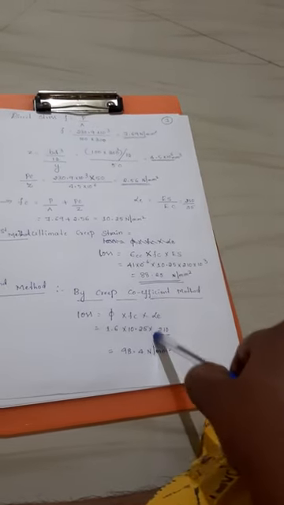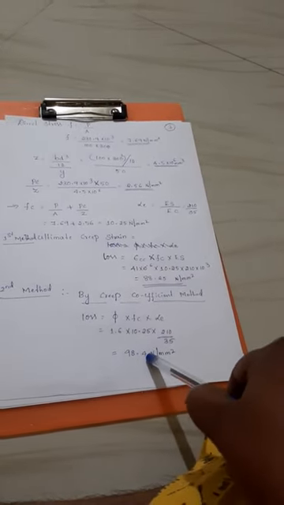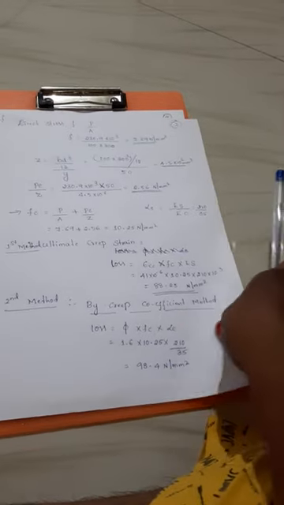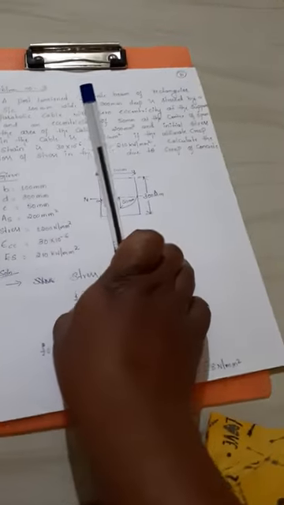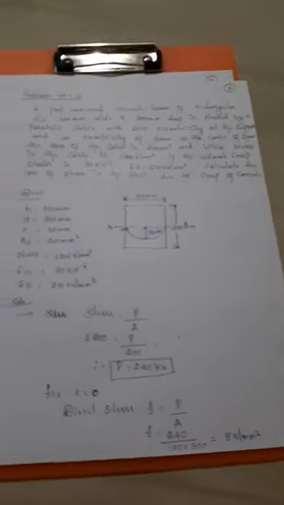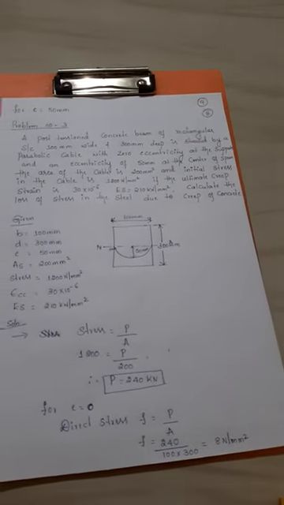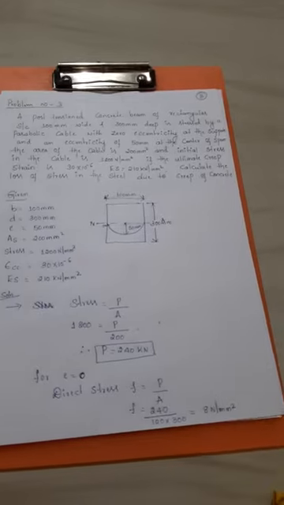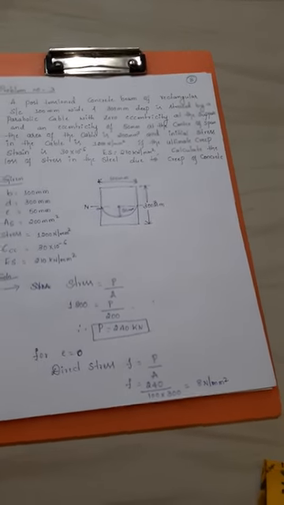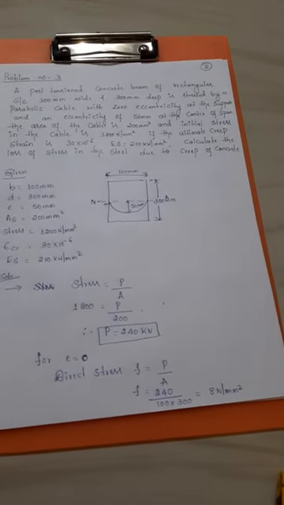So when you calculate, substitute that, you will get your value as 98.4 Newton per mm square. So next, the third problem of loss of creep in strain, creep in concrete. So that is, third problem is a post tension concrete beam of rectangular section 100 mm wide and 300 mm deep is stressed by a parabolic cable.